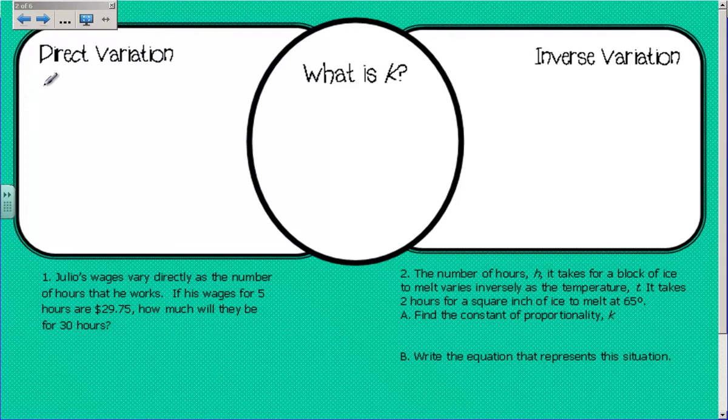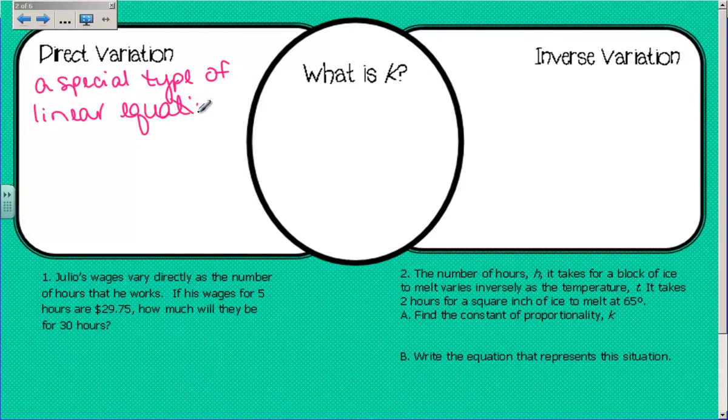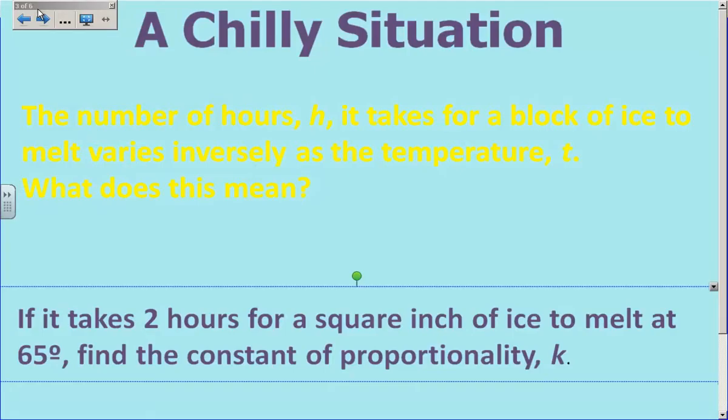Direct variation is just a special kind of linear equation. And we have an equation for it, or a formula, and the formula for all direct variation looks like this. It is y equals kx. K is going to take the place of m here, but they are the same thing. It is your rate of change. We're going to talk about what k is in just a second, but I want to talk about inverse variation.